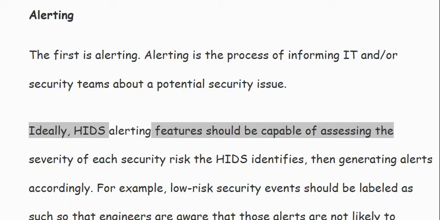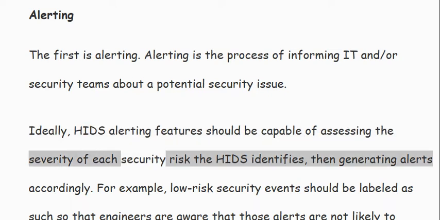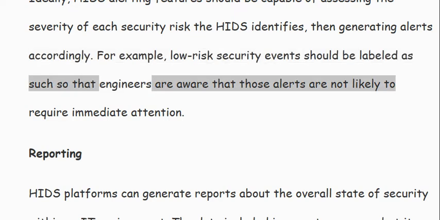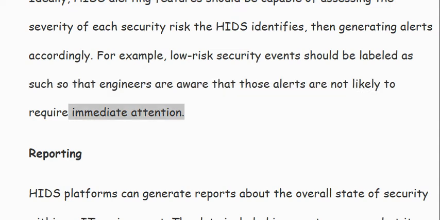Ideally, HIDS alerting features should be capable of assessing the severity of each security risk the HIDS identifies, then generating alerts accordingly. For example, low-risk security events should be labeled as such so that engineers are aware that those alerts are not likely to require immediate attention.